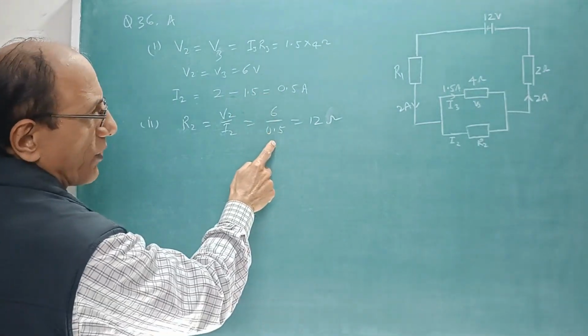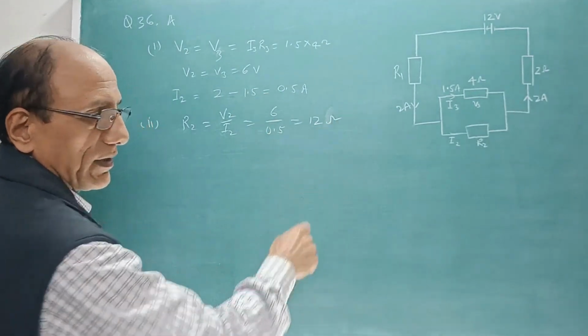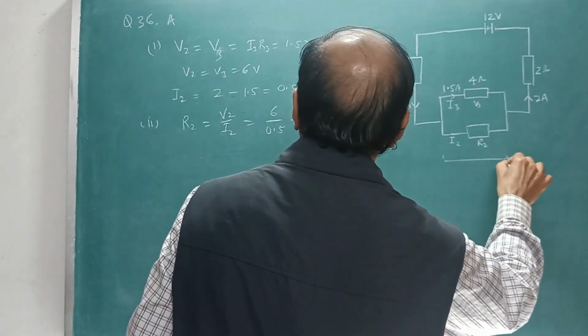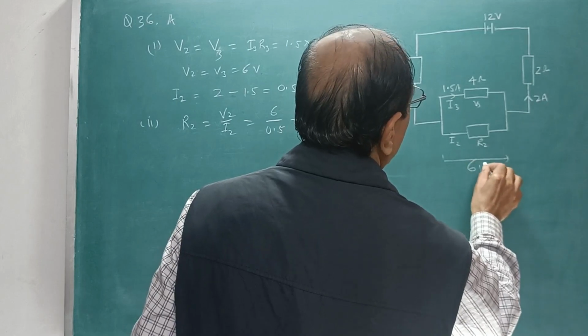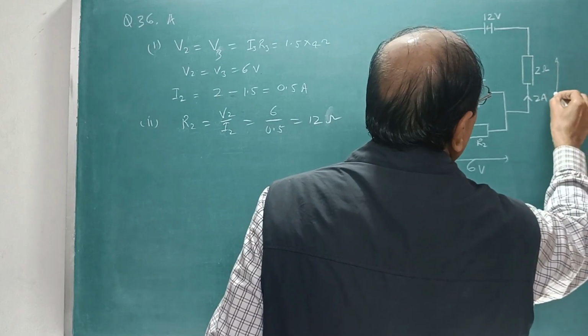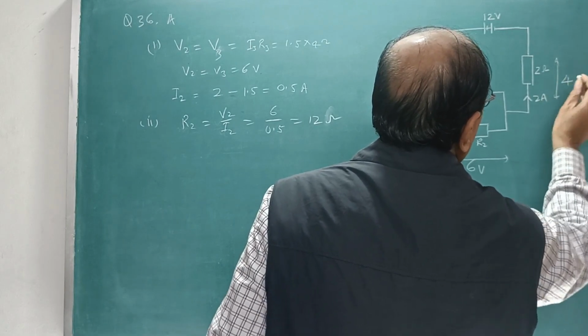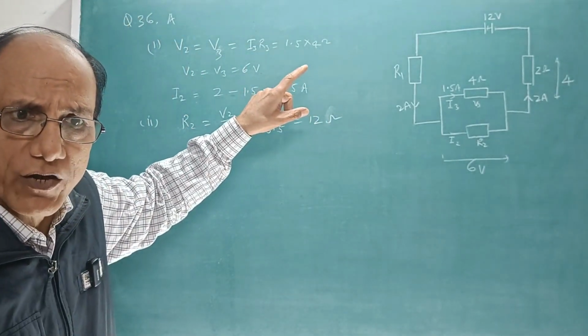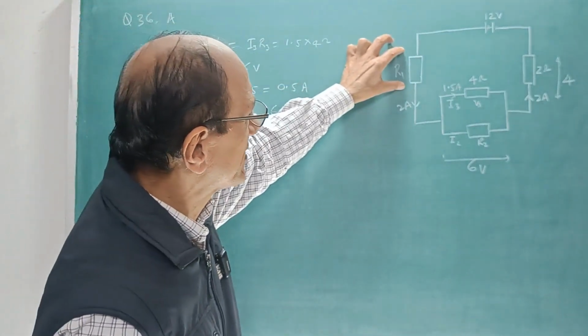6 upon 0.5, that is 12 ohm, not volt. So here it is 6 volt, and how much voltage will be here? That is 2 into 2, 4 volt. So part third is value of R1. So we need this R1.